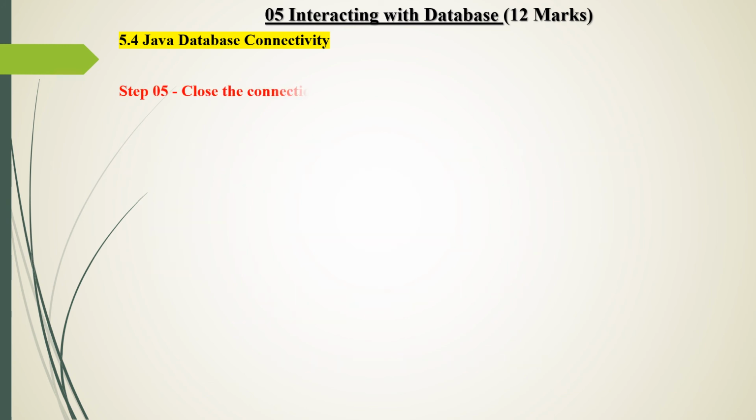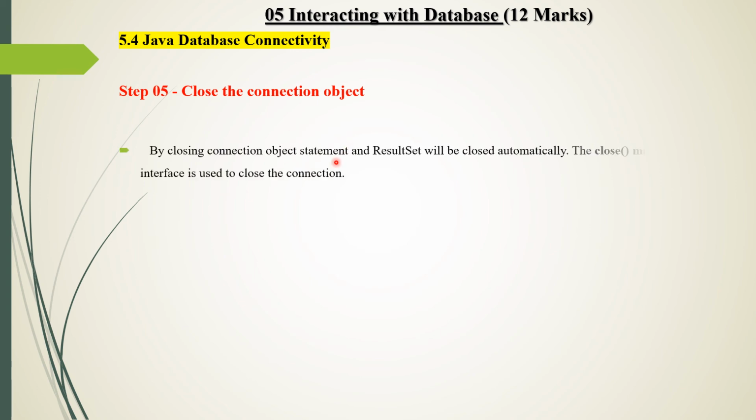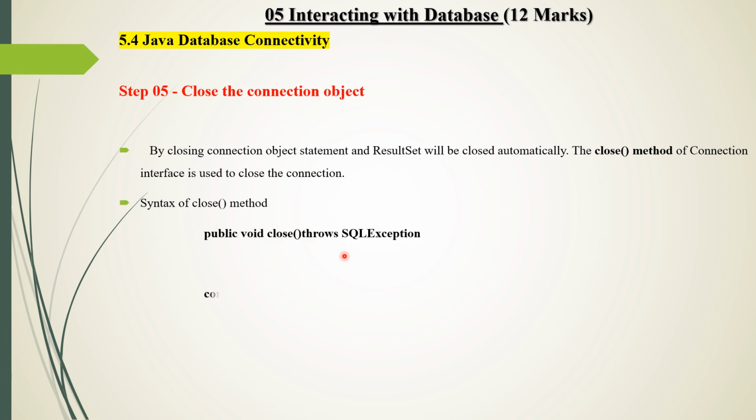Then the last step is to close the connection object. It is the final step, closing the connection. By closing the connection object, the Statement and ResultSet will be closed automatically. The close method of the Connection interface is used to close the connection. So in the fifth step, the close method is used. Syntax for the close method: public void close, which may throw the SQLException, and the example is simple: con.close.